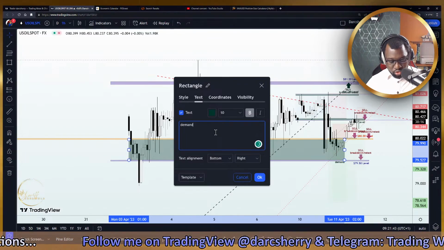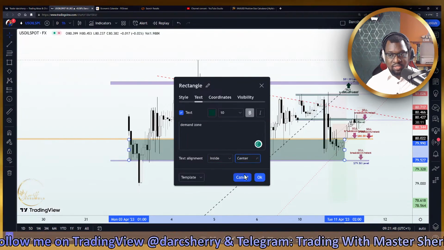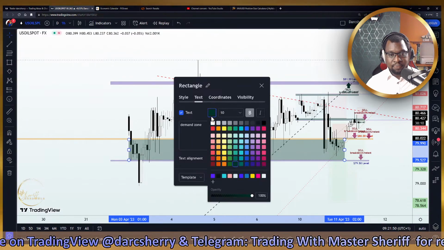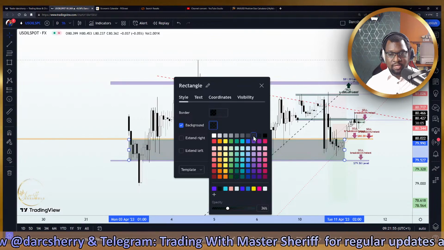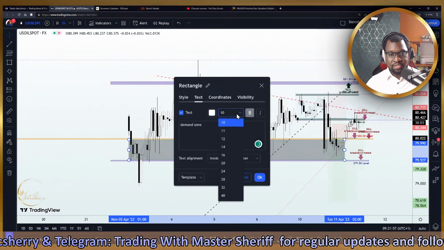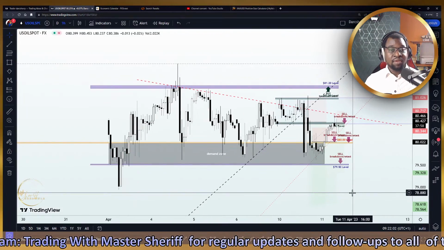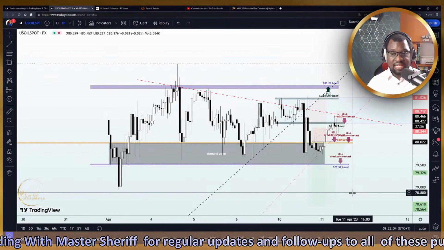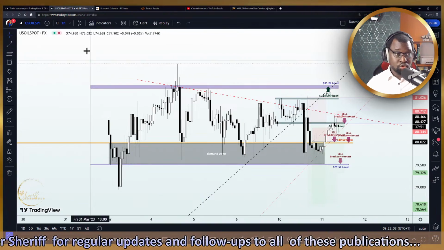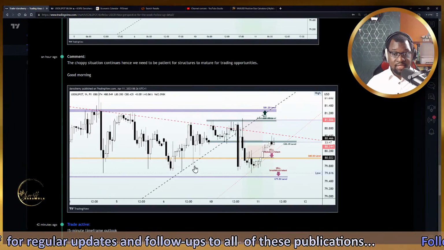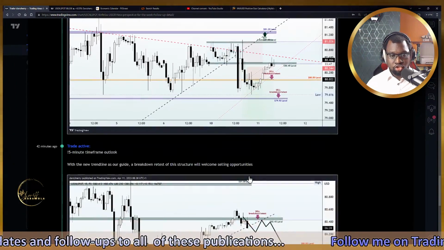So we have the demand zone there, and I'll be placing this right inside the box so that we can have clarity to that. So we have this one here. Hold on a second, let me increase the font. Okay, so we have the demand zone here, which has been negating all attempts by the sellers to continue to the downside here. So because of this morning, I said we shouldn't be doing anything yet, as we want to wait for price action to give us a mature structure to trade.